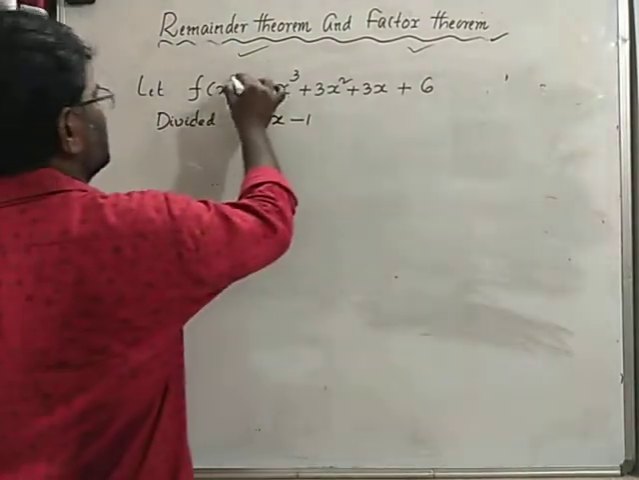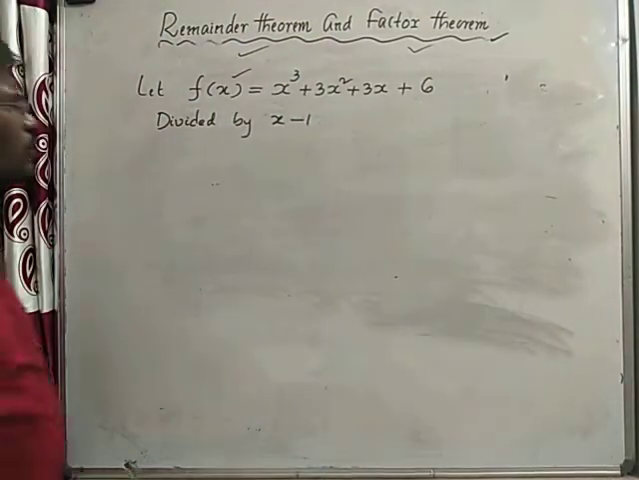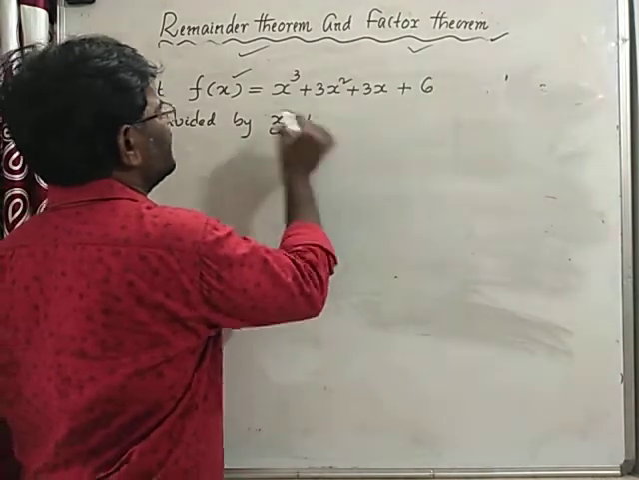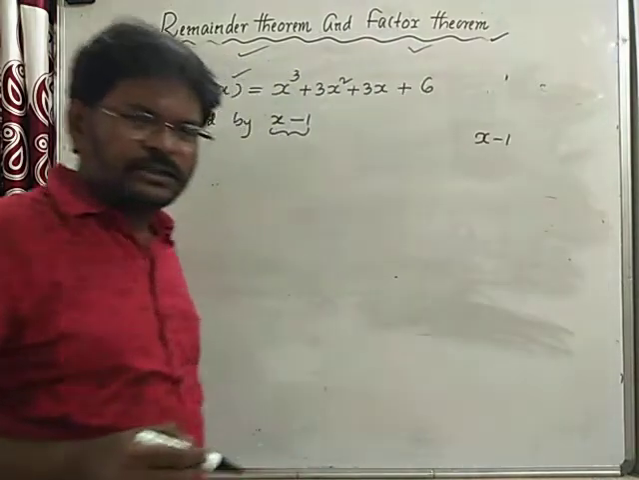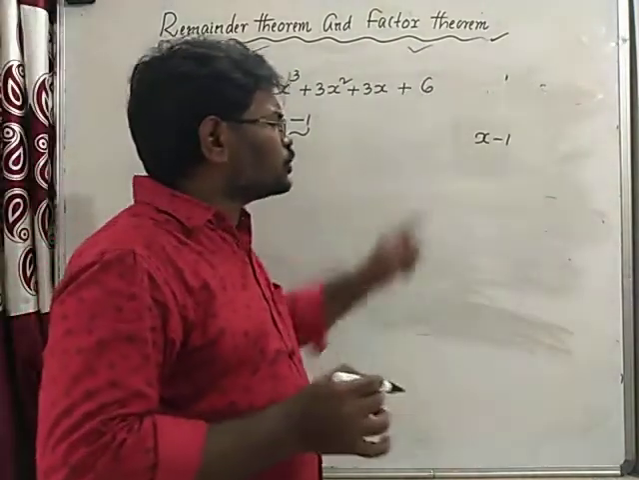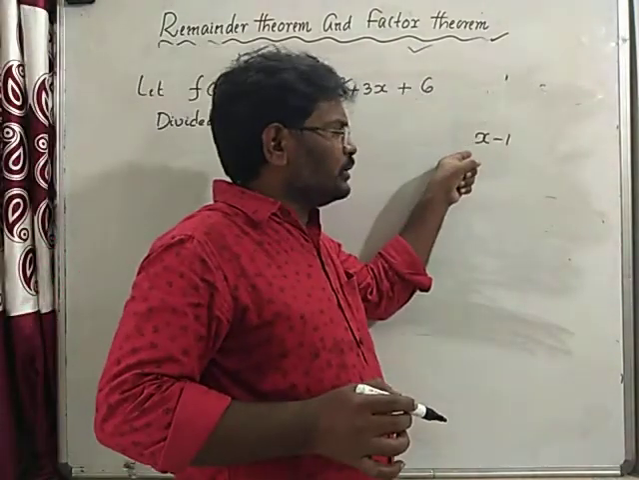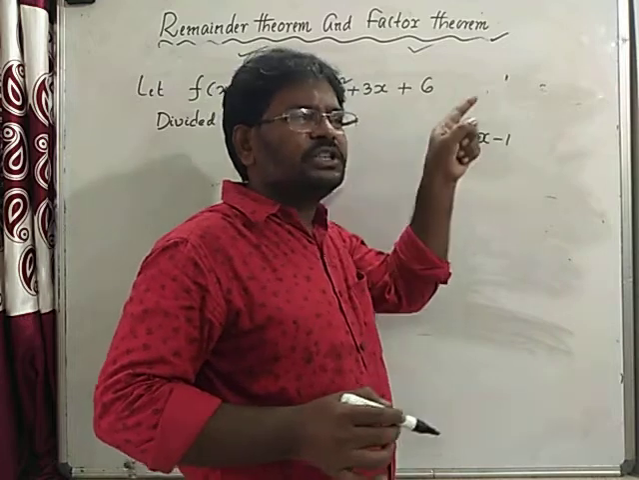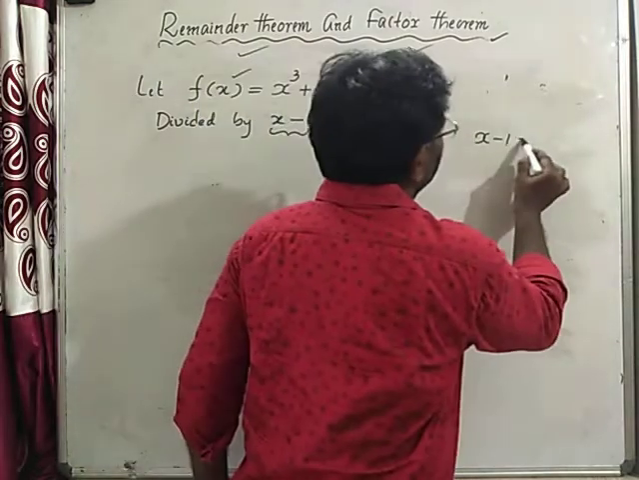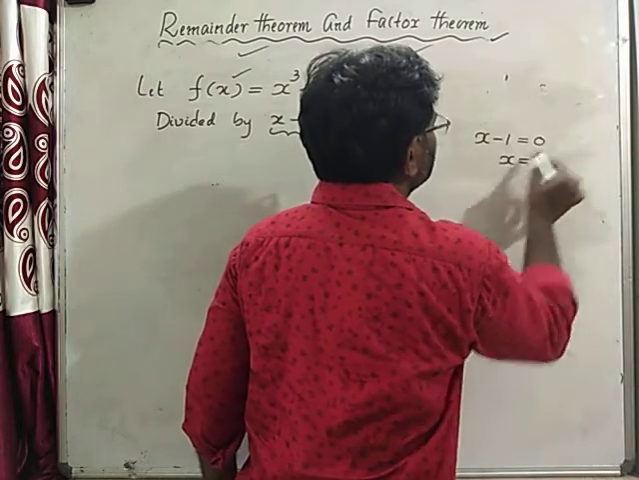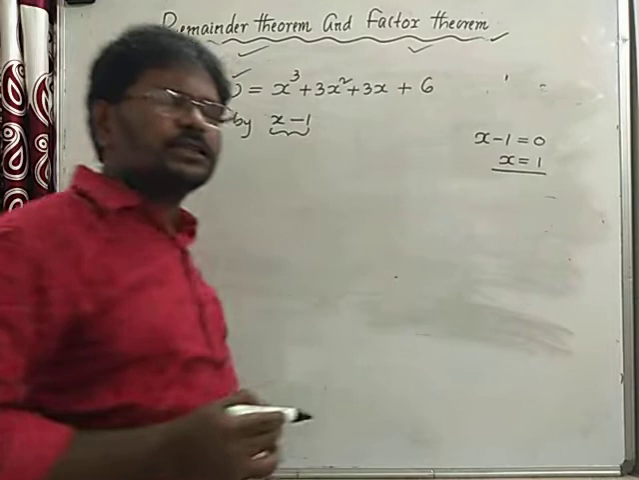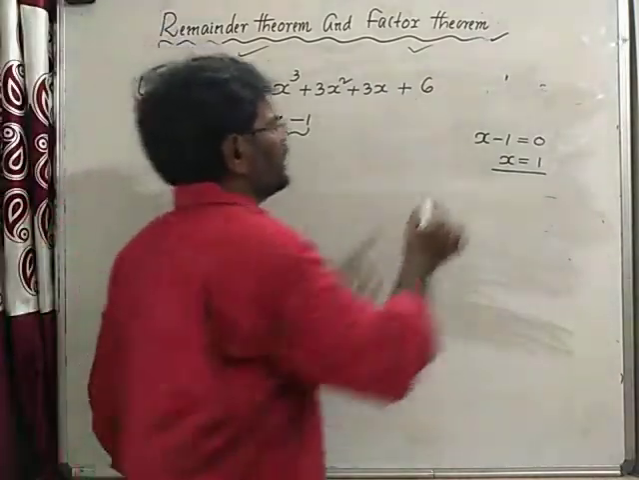This is f of x. First we have to find the zero value of x minus 1. Zero value of x minus 1 means what should be taken to x? It should be 0. That means first we have to equate it to 0. x is equal to 1, transposing minus 1 to plus 1. x is equal to 1 is the zero value of this one.